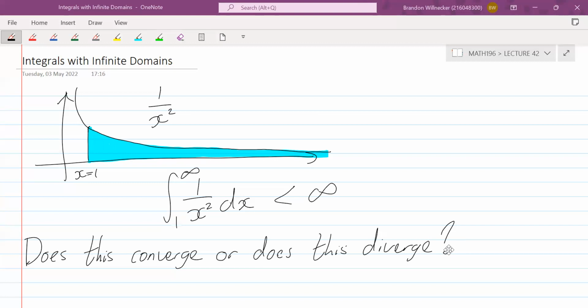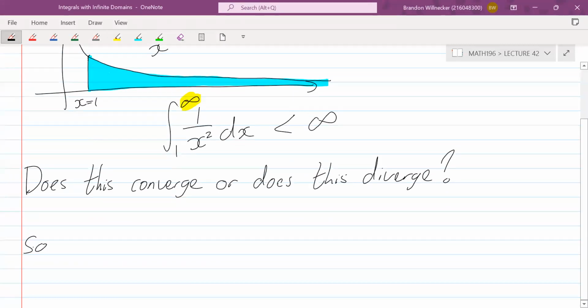Now, as we've written it here, we can't exactly calculate this integral because once we find the antiderivative, how do we substitute in infinity? It's not a number. You can't just substitute it and see what you get. So we need another way of writing out this integral that has the same idea as we want.